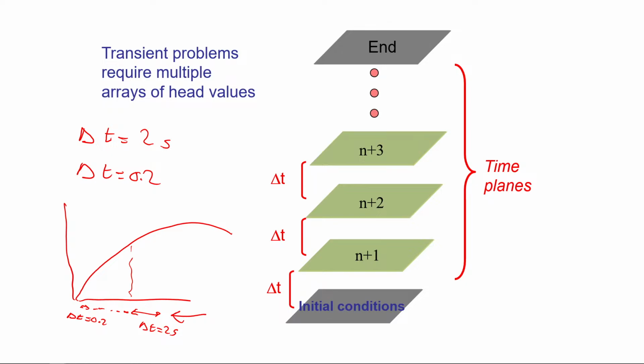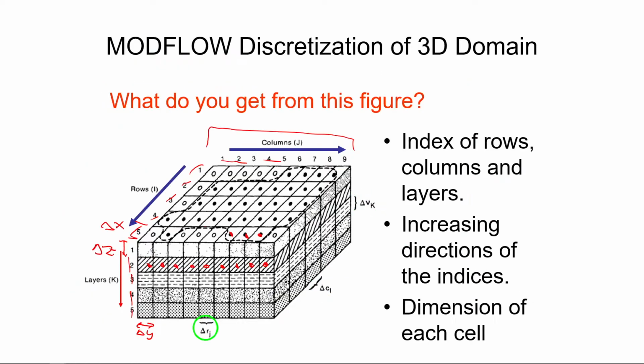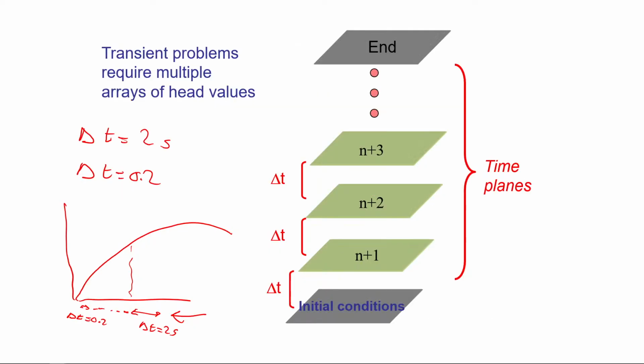So let me repeat again. What's the first step? The first step is that you discretize your domain into x, y, z, and in time, if it's a 3D model. If it's a 2D model, that would be x, y only.